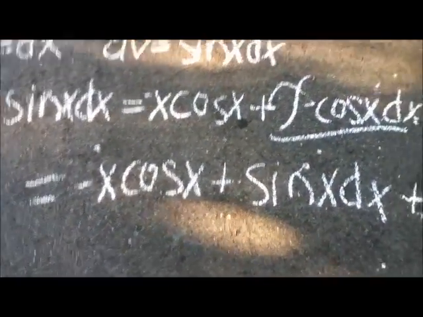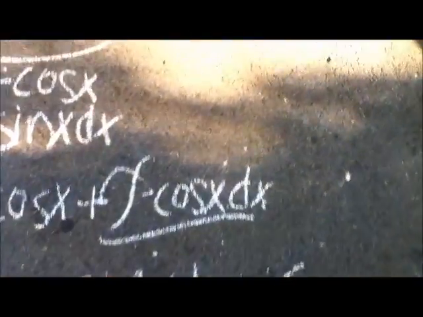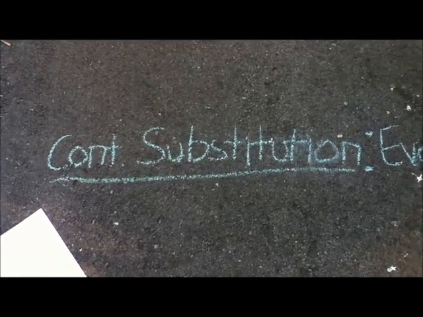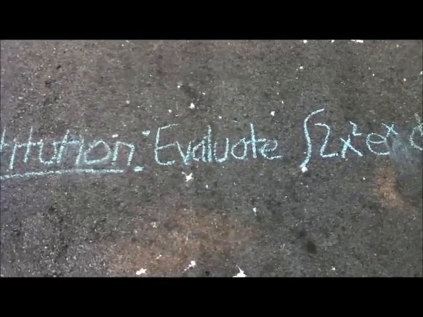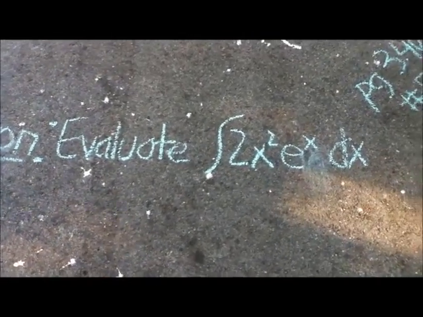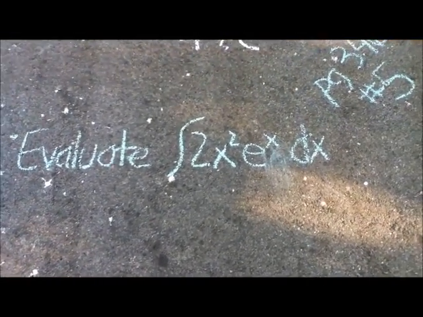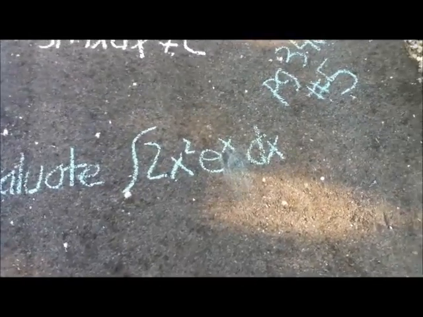Now, I want you to go ahead and pause this video and do exploration 1 on page 346. Now we will be doing continued substitution because sometimes just plugging in one u and v doesn't quite work. You have to keep going. So we're going to evaluate the integral of 2x squared times e to the x dx.